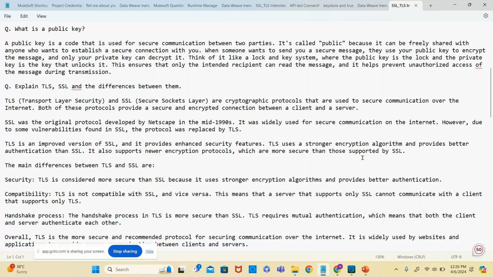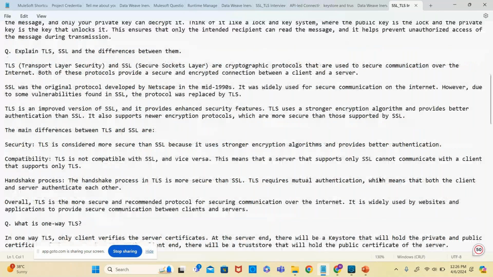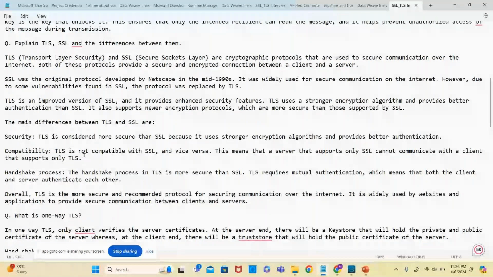Okay, the difference is TLS is more secure than SSL because it uses stronger encryption algorithms and provides better authentication. Compatibility: TLS is not compatible with SSL and vice versa. For example, a system is secured by SSL, another system is secured by TLS. Can the communication happen in a secured manner? No, because they don't support each other. Okay, most of the systems are on TLS only right now.